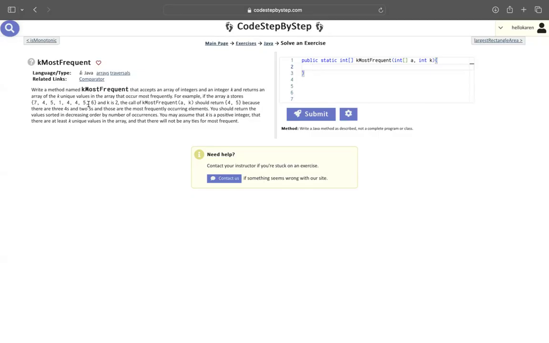You're going to use a for loop to run through the array A that they give you. Every time you stumble across a number, like the next number in the array, you check, do I have it already in my array list that I'm using to keep track of unique numbers? If I don't have it, then I'm going to add it, and then in my frequency array list, I'm going to add a one at the end there.